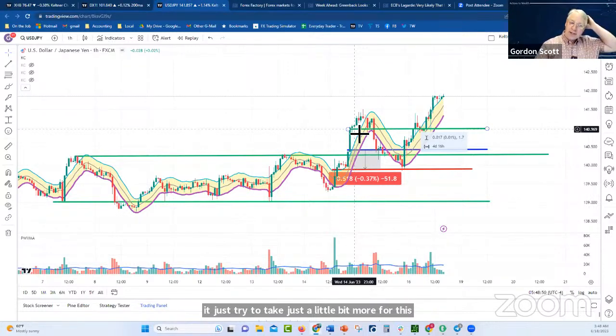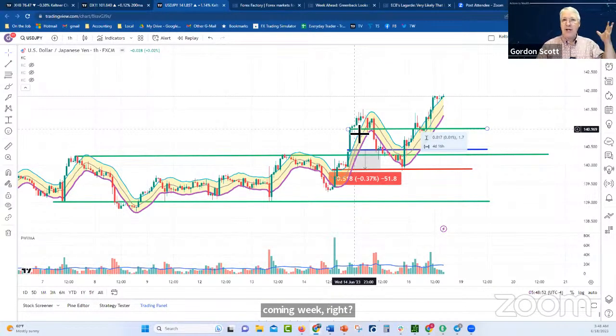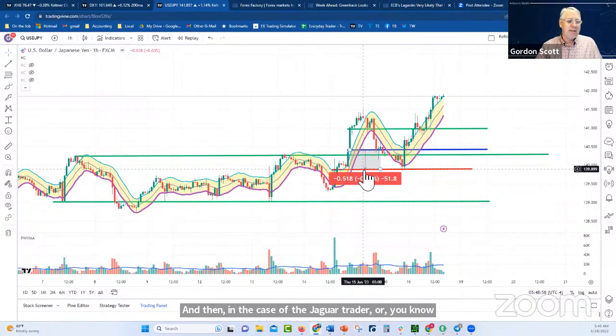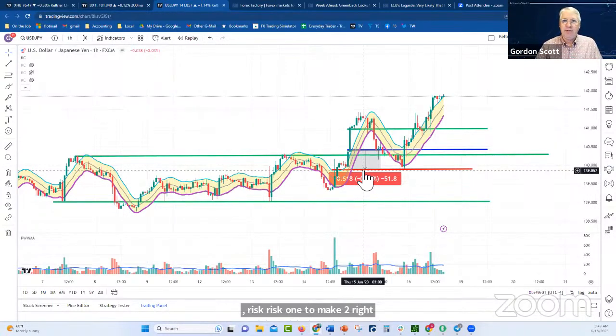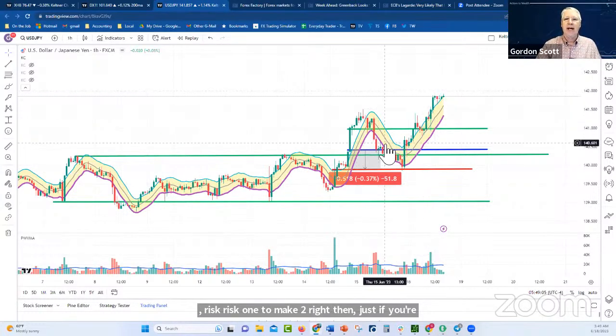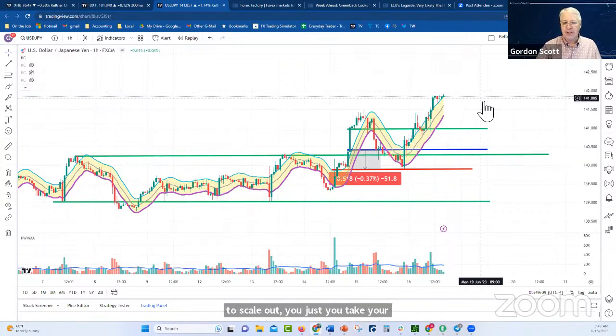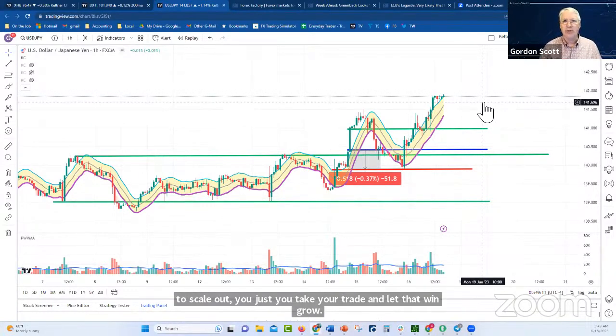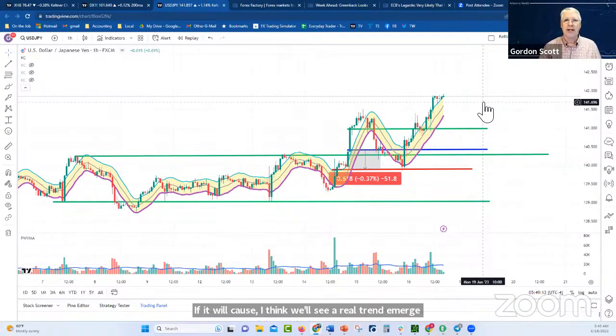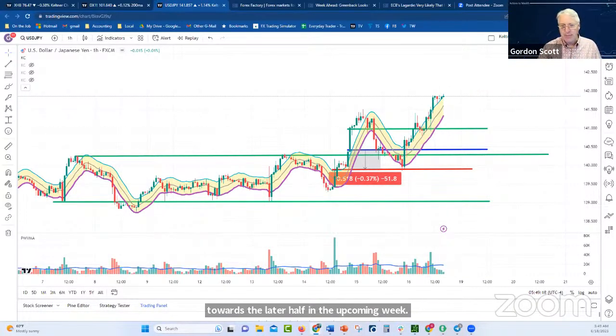And then in the case of the Jaguar trader, or risk 1 to make 2, right? Then just, if you're patient, you know how to do that, then you don't need to scale out. You take your trade and let that grow if it will, because I think we'll see a real trend emerge towards the later half in the upcoming week. All right, I got time, maybe just a couple of minutes for any final questions if you have any.